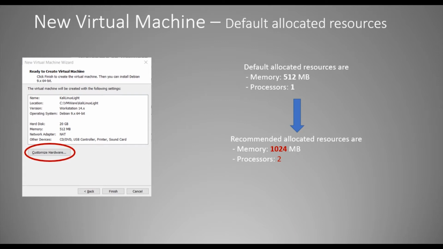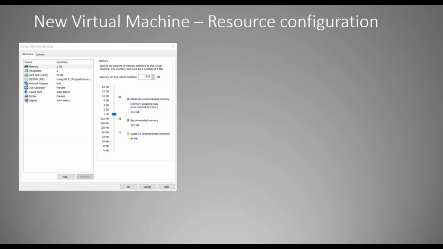How to do that? Click on the button Customize Hardware and the virtual machine settings will pop up. We click first on Memory. Once that's done, you have two possibilities: you type in manually, what I mainly do, 1024 or equals 1 gigabyte, or for those who like to use a slider, you can use the little blue slider here and shift it up to 1 gigabyte.